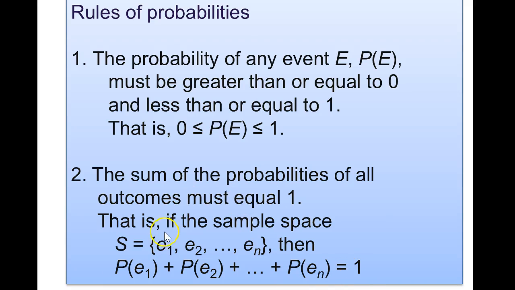Please note that we are talking about simple events in this case. The sample space is made up of all the simple events, not the compound events. So it should make sense that when we find the probability of each one of these and add them, they should add up to 100%, because if we apply this experiment one time, exactly one of these must happen. Therefore, the sum of all their probabilities must be equal to 100%.